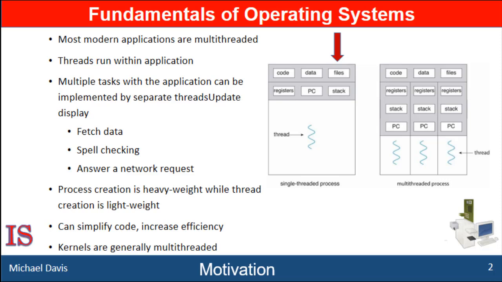A traditional process has a single thread of control. If the process has multiple threads of control, it can perform more than one task at a time. This figure illustrates the difference between a single-threaded process and a multi-threaded process. Notice in the multi-threaded process on the right of the image that each thread has its own program counter, stack, and registers, but all three threads are sharing the process's code, data, and resources.